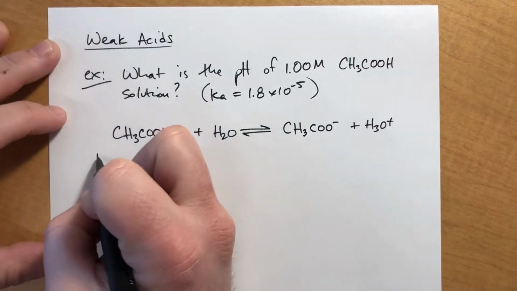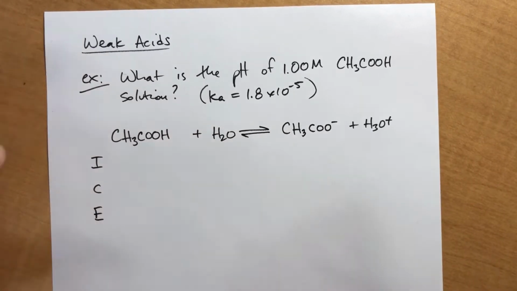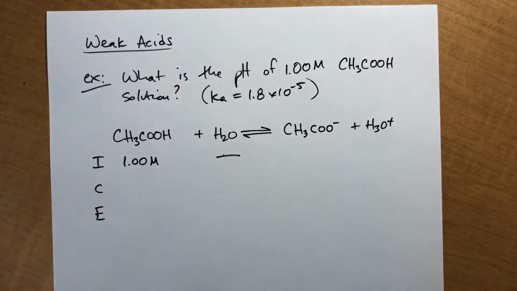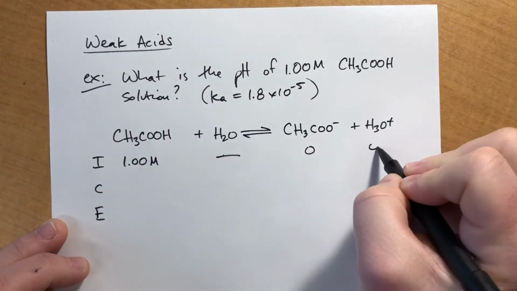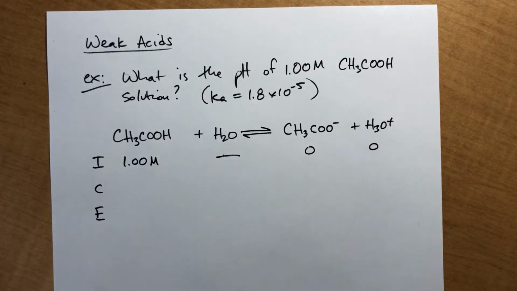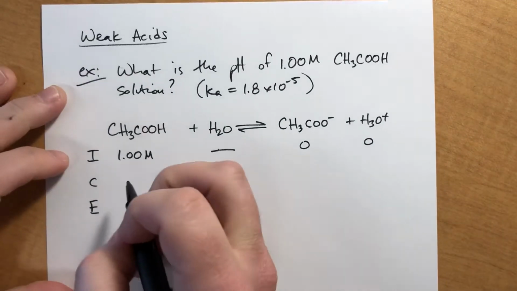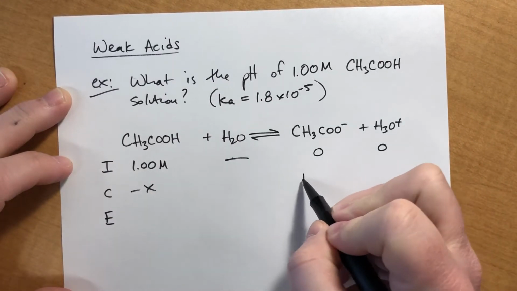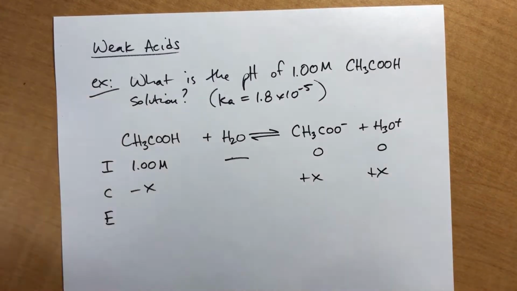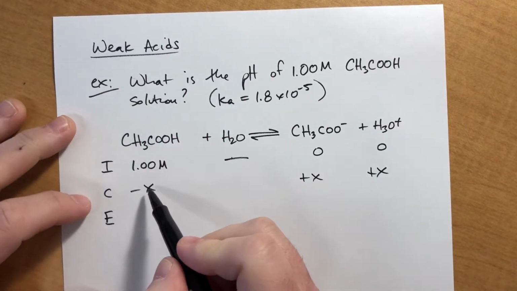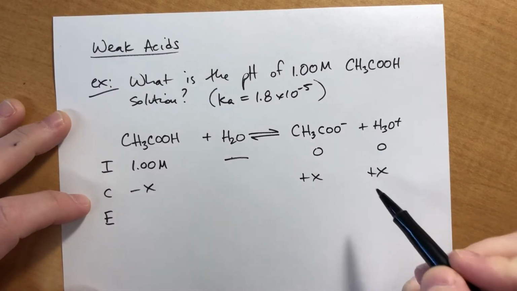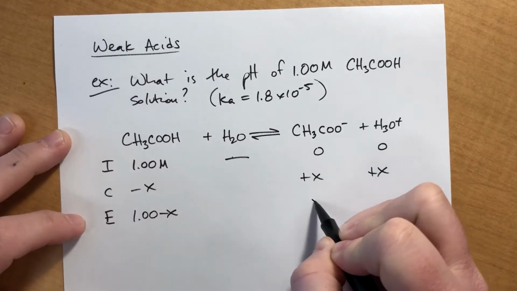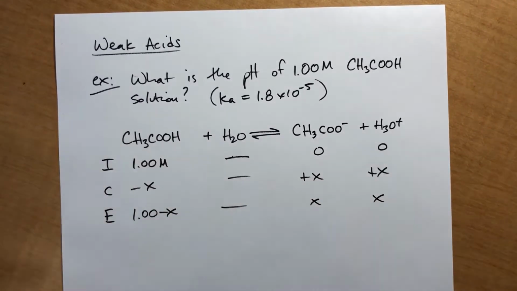These are ICE method problems. So we need the initial conditions, which is 1.00. We ignore water because it's a liquid, and we're going to assume that we're starting out with none of this. To get to equilibrium, this is going to decrease by some unknown amount. And because it's all 1 to 1 here, these are both going to increase by one equivalent. However much of this drops, this is going to increase by that same amount. So at equilibrium, this is 1.00 minus x, and this is x, and this is x, and we can just ignore water the whole time.